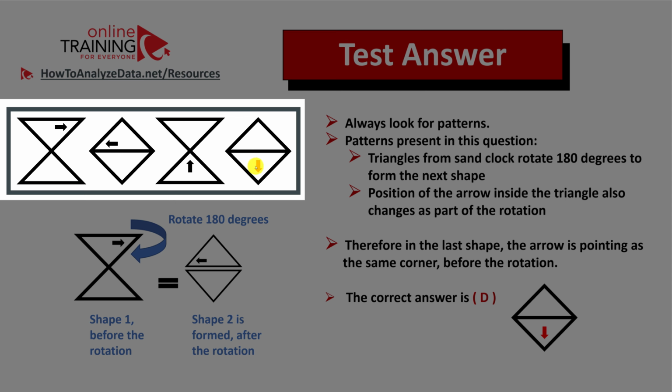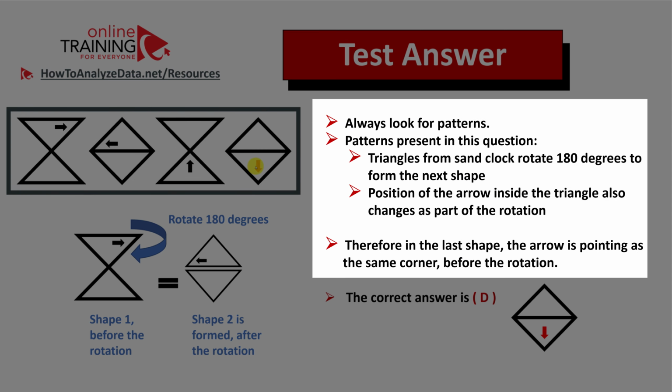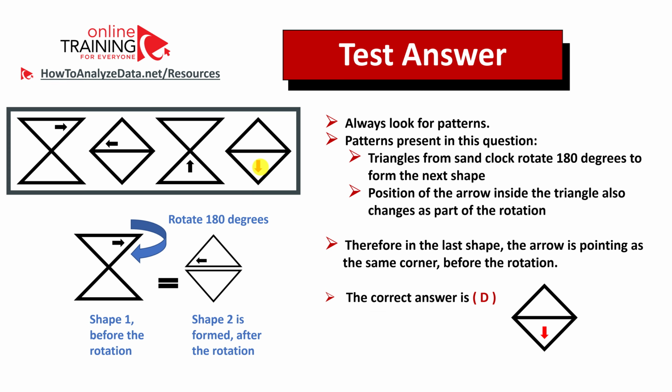Let's recap. Always look for patterns. The pattern presented in this question consists of 2 items. Triangles from the sand clock rotate 180 degrees to the next shape, and the position of the arrow is determined based on the rotation. This is why the next shape will be the one with the arrow pointing at the same corner as it was before the rotation. Hopefully you've nailed this question and now know what to look for on the real test.